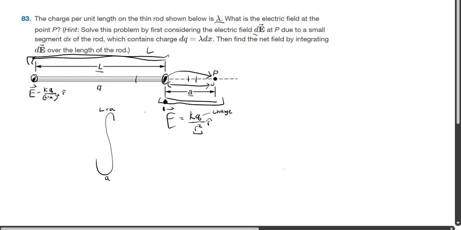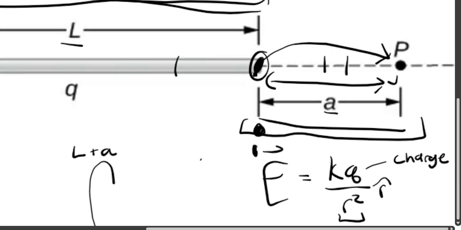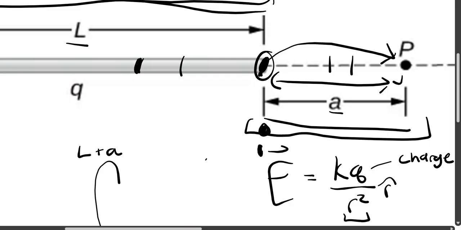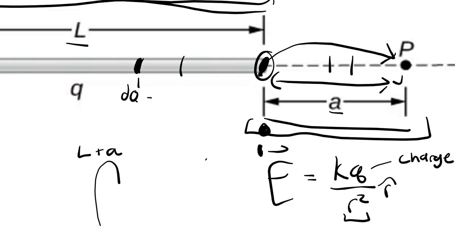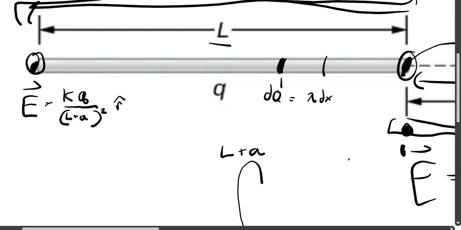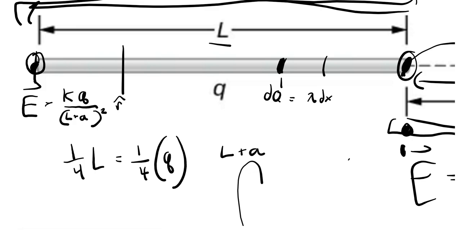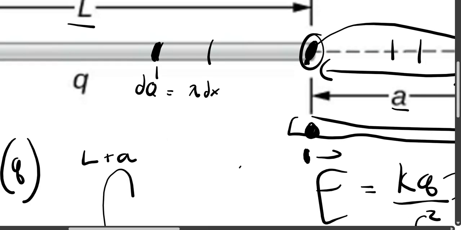Next, we look at dq is equal to lambda dx. Earlier I was saying that this little sliver of this line is going to have some charge denoted by dq, which is a function of the linear charge density times the little sliver of distance you pick. The same way, if I pick a fourth of this line, 1/4 L is going to contain 1/4 of the entire charge in that segment.